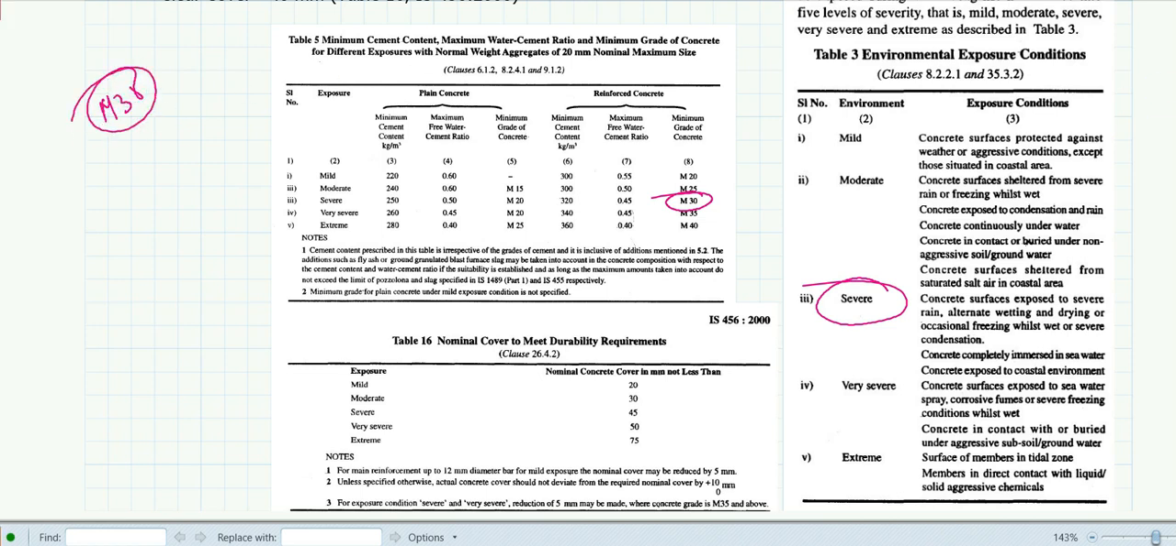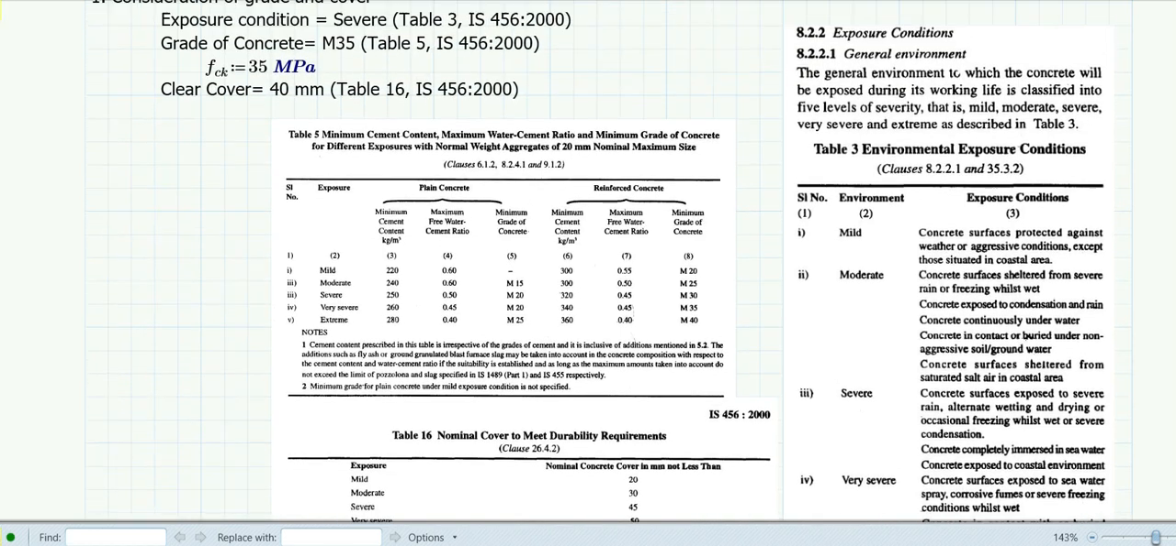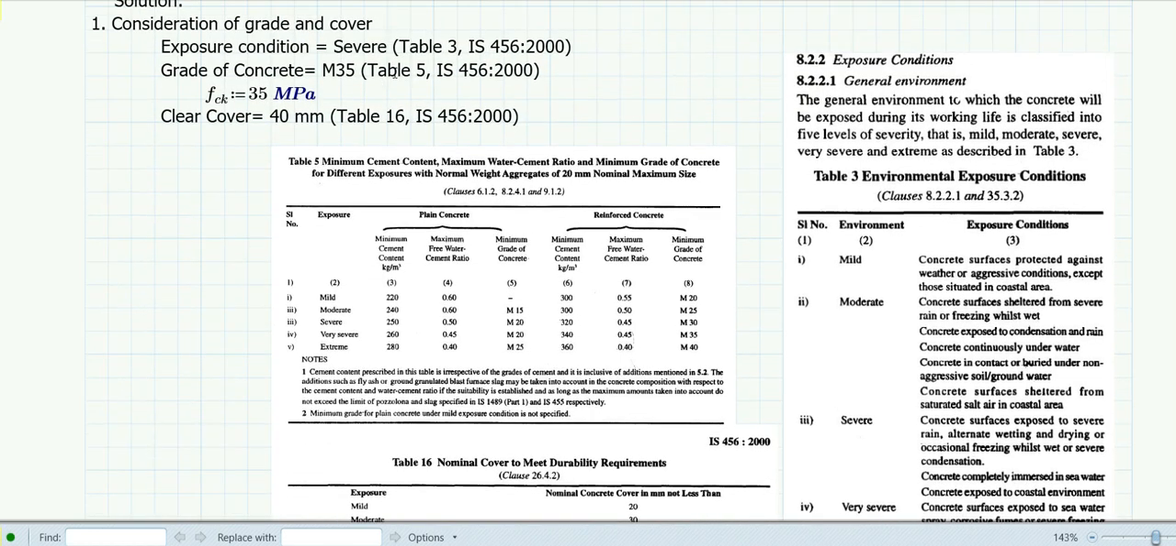So suppose for better performance, we are opting for a higher grade, that is M35 grade. So you can see the grade of concrete that we are assuming is M35. Now what is the clear cover? I have already discussed with you what is clear cover.